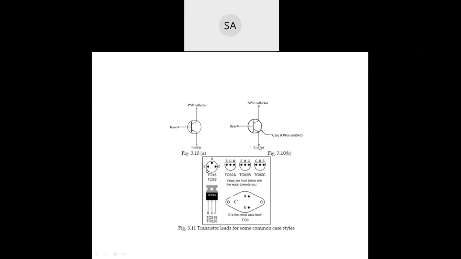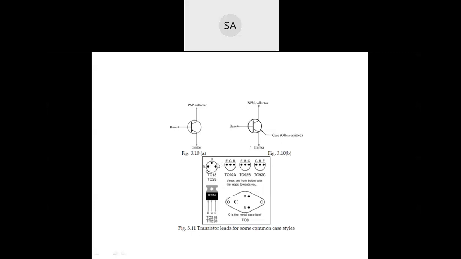These are the two symbols of NPN and PNP transistors, and next the transistor leads for some common case styles. We have to learn how to identify the different types of transistors. These are the symbols. This is one type, TO18 and TO39 transistors. How to identify the terminals? Wherever there is a nub, the terminal nearest to that nub we consider the emitter. From there onwards: emitter, base and collector.